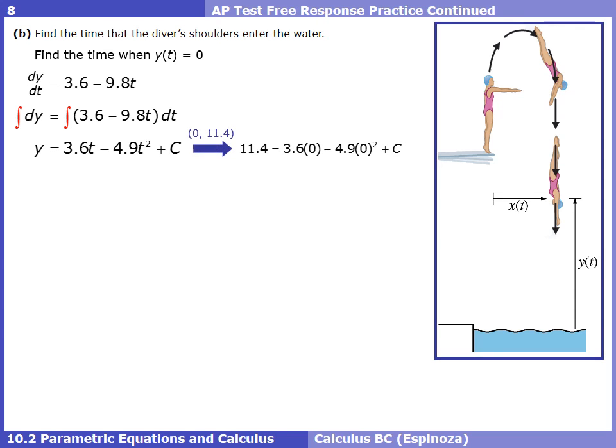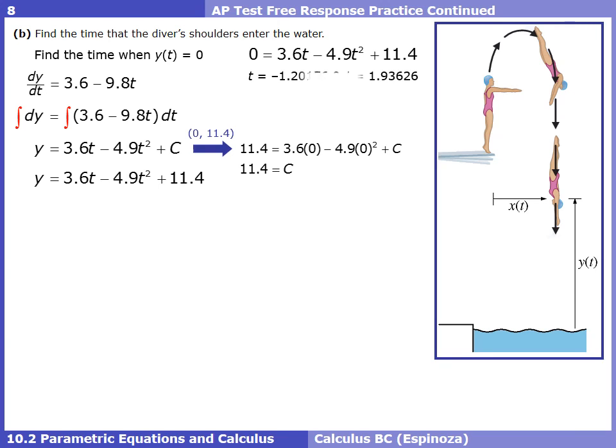To find the c, we're going to use the point they give us. Our initial y position, which is at 0, is 11.4. So if we take that and plug it in, you can quickly see the c is 11.4, and that is our y equation. So a little bit of work, but not too bad. And now we can answer the question that was posed. To find the time when y of t is equal to 0, we'll just set that y equation equal to 0.